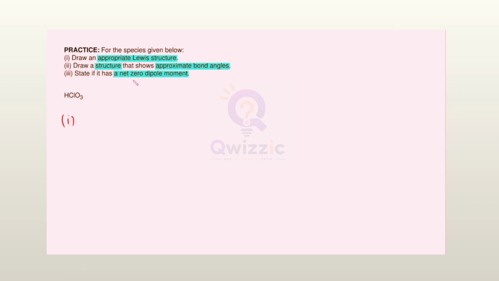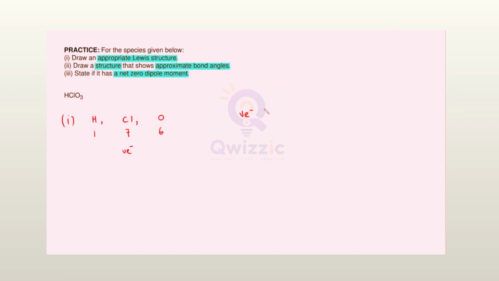We're going to start with the first part, where we want to draw an appropriate Lewis structure. We have 3 different atoms in the given structure, hydrogen, chlorine, and oxygen, which have 1, 7, and 6 valence electrons respectively, because those are the group A numbers that each atom belongs to.